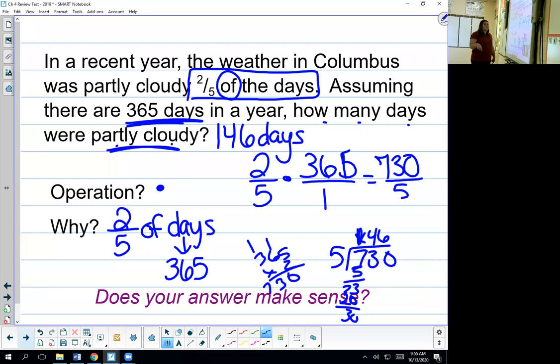If you try to do division, something isn't working there, because you would have got a bigger number than that. So looking at your answers, make sure, does it even make any sense? Now, if I ask you how many days were not partly cloudy, then you could just take 365 and subtract 146, and that would give you how many are not. I also have kids say, can I just do 3/5 of 365? Sure, that's the leftovers, so that works as well.